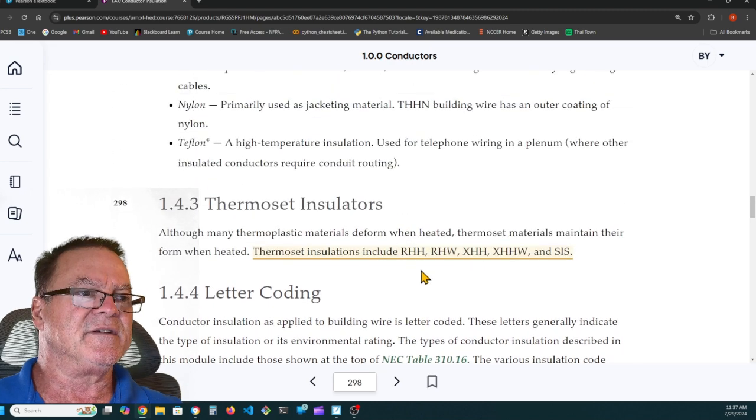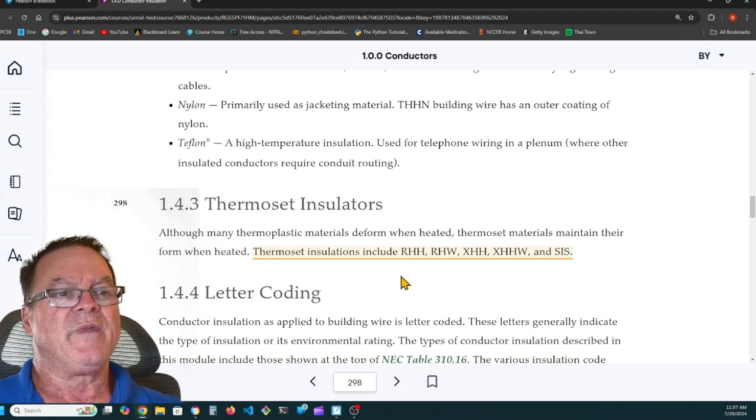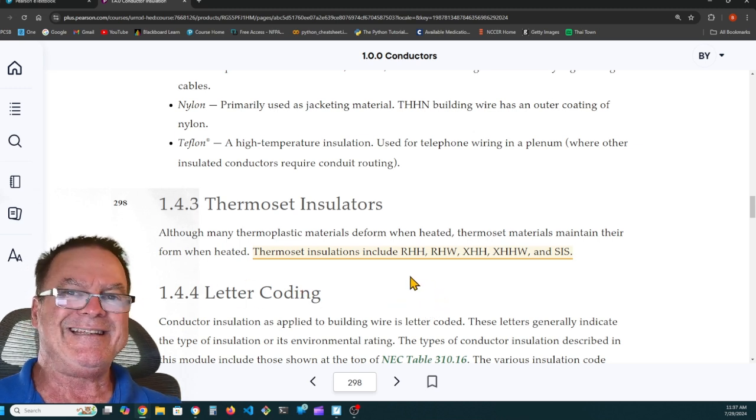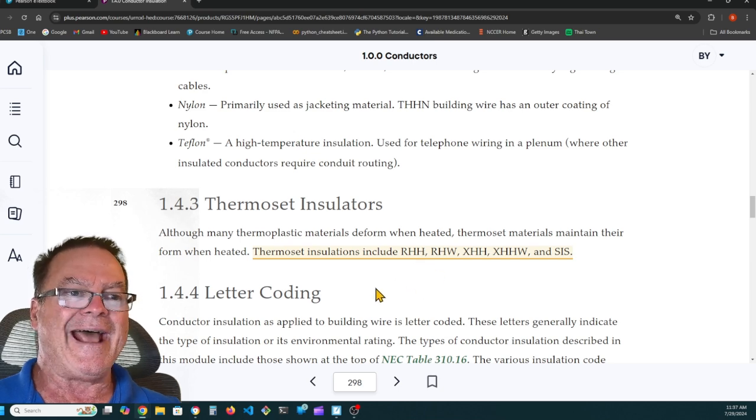And when we get into Table 310.4, we'll see that we have H for heat, and HH for high heat, and W for weather or water. So the letter coding does make some sense. Like if we had a THHN, we'd know that it was a thermoplastic, good for 90 degrees Celsius, high heat, and a nylon outer jacket.